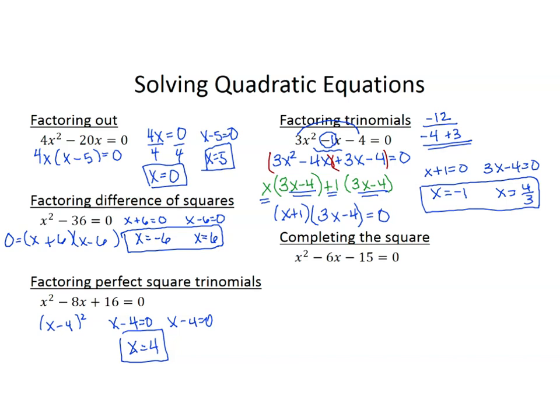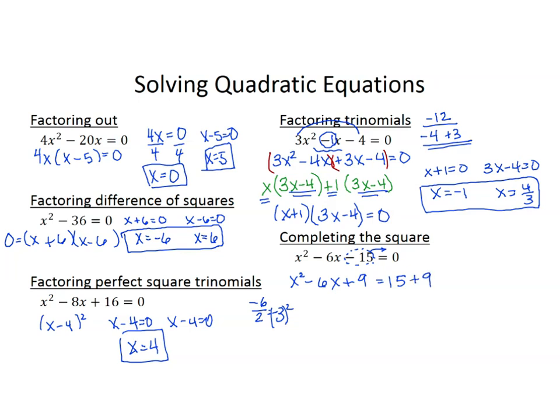This last one is probably the most fresh in your mind because we just did completing the square in the last lesson. So I have to take this negative 15 and move it over. I have x squared minus 6x. I'm going to leave a space. And you know why I'm leaving that space? Because I'm going to take my middle term, which is negative 6. I'm going to divide it by 2, which is negative 3, and I'm going to square it. And that's what gives me my third term of the trinomial, which is positive 9.